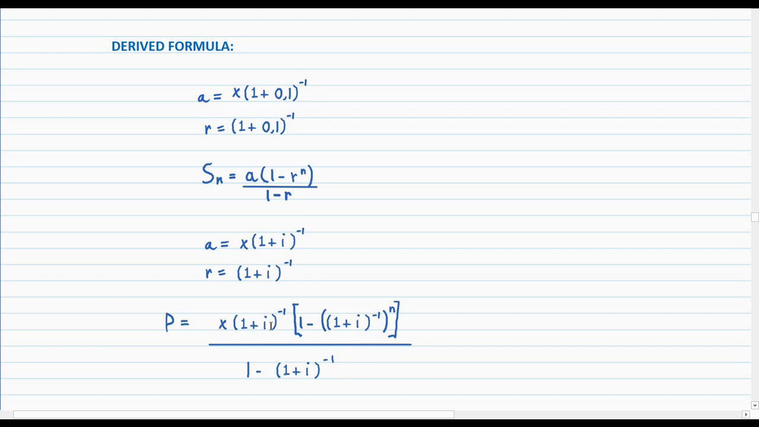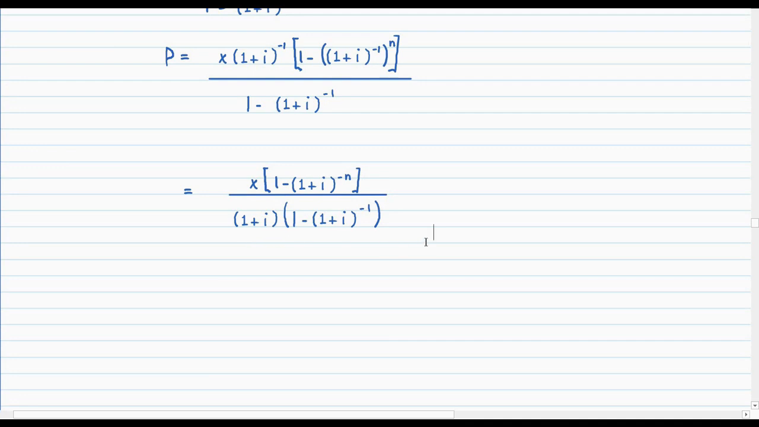But this formula still looks quite a bit complicated. It can still be simplified a little by taking this 1 plus i to the power negative 1 term in the numerator down to the denominator, which looks like this. And if you multiply each term in this bracket by this bracketed term, you end up getting 1 plus i minus 1.